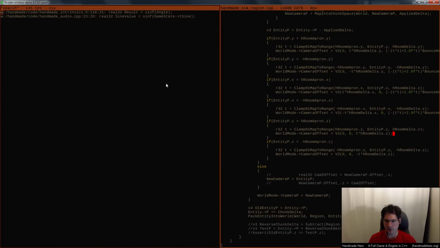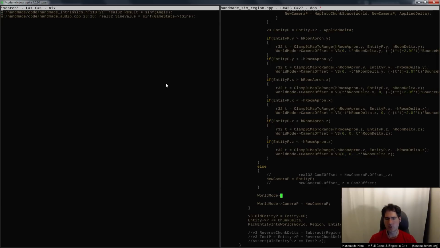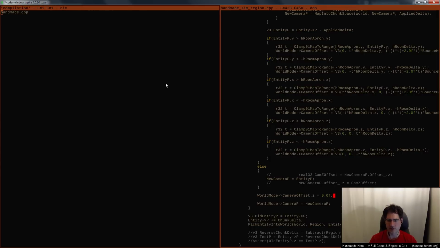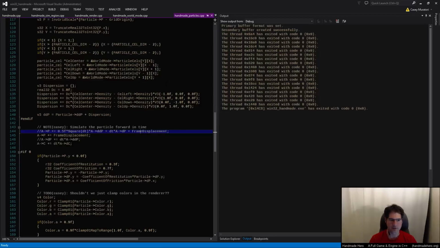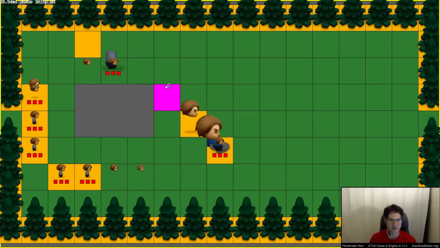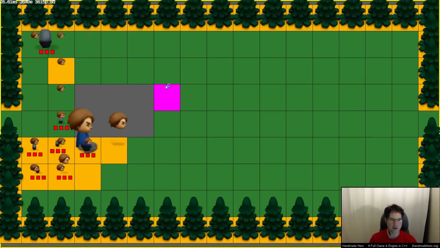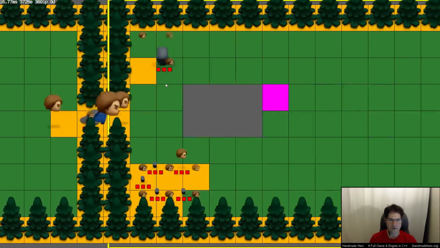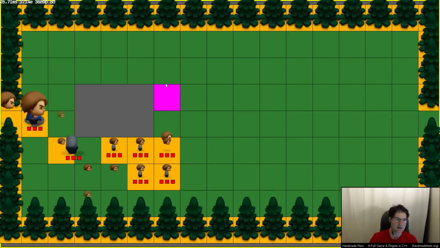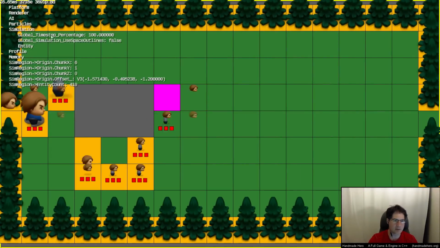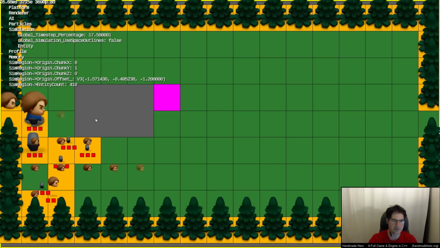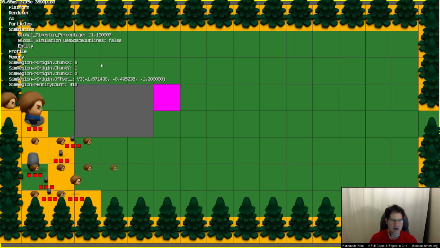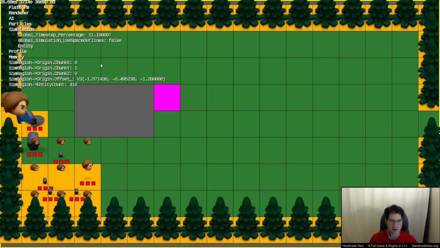So here we have the world mode camera offset thing with the room delta stuff. I think what we could probably do is just say world mode camera offset dot z equals 0, and then from there we know that we've zeroed out that particular piece of information. So now when I go across the rooms, it should just be a straight pan. So hopefully now we will see that behavior stop, so we can know at least that it is based on the Z movement of the camera.